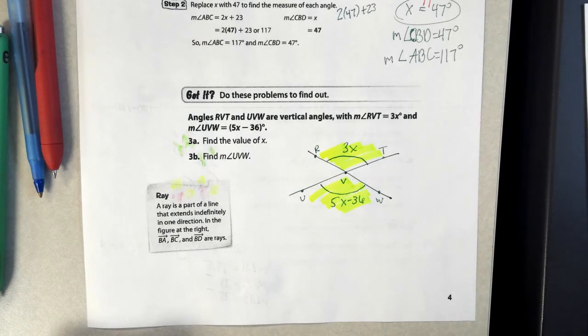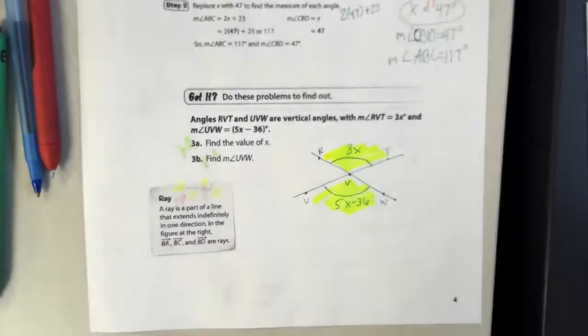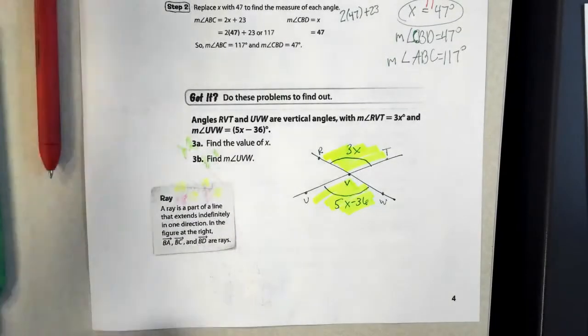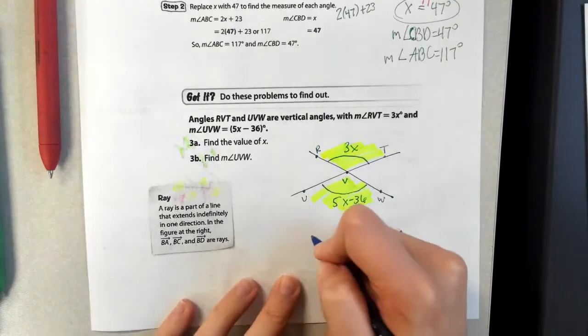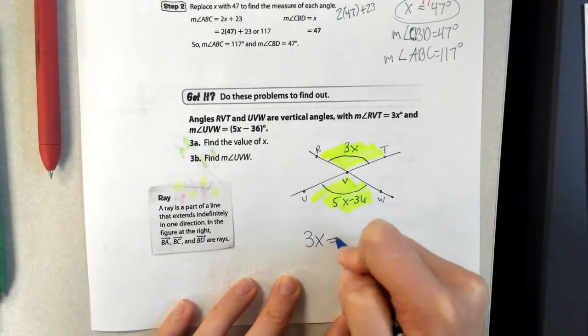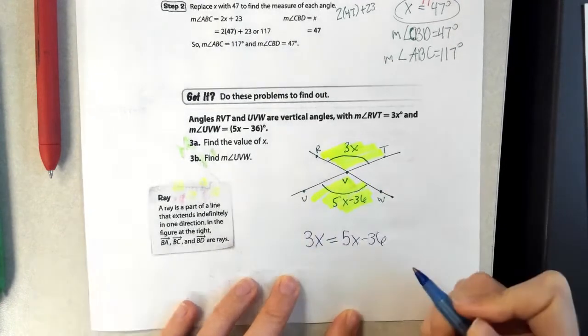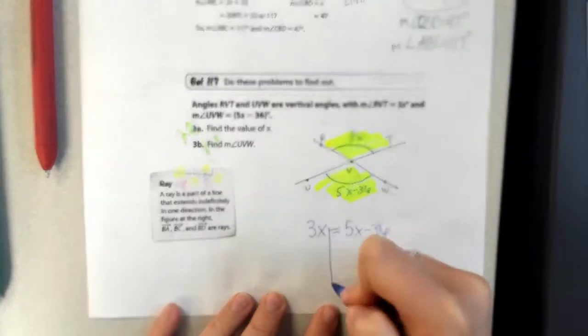Does that tell you that they equal 90? Does it tell you that they equal 180? Does it tell you that they are equal to each other? Well, hopefully you remember vertical angles are equal to each other. So I know that those are going to be the exact same measurement. So we have 3x, this angle up here, is equal to 5x minus 36, this angle down here. Once we have our equation, we just solve.